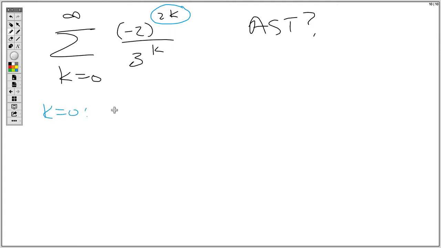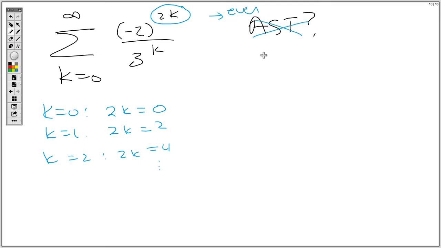If you start looking at what these powers are going to be, that's actually always an even exponent. So in fact, it's actually not alternating. All right. But once again, that's a good first guess. So it's not alternating. What else does it look like?